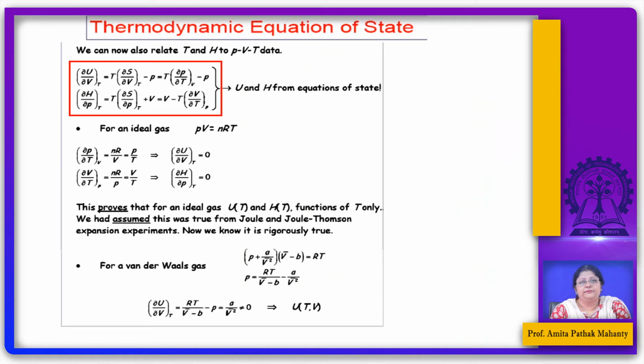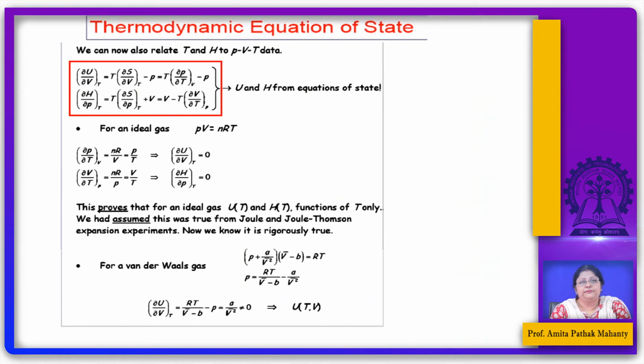Now let us prove that for a van der Waals gas. For a van der Waals gas, you write down the van der Waals equation. I can rewrite the van der Waals equation in terms of P equal to RT by molar volume minus b, minus A by the square of the molar volume. That means it is all per mole. So now you find out what will be the value of delta U by delta V at constant T. What will be the value? If you see, it is going to come A by square of the molar volume.